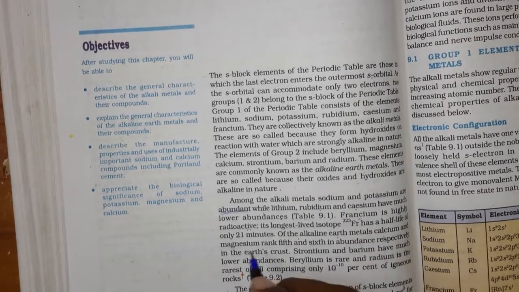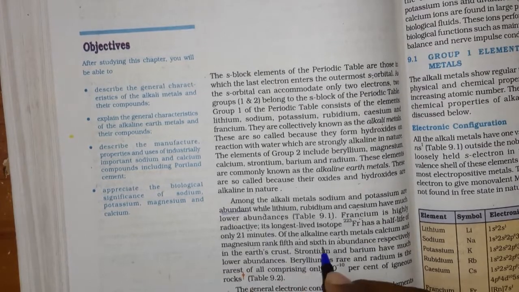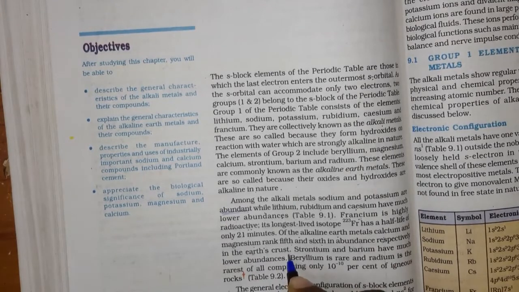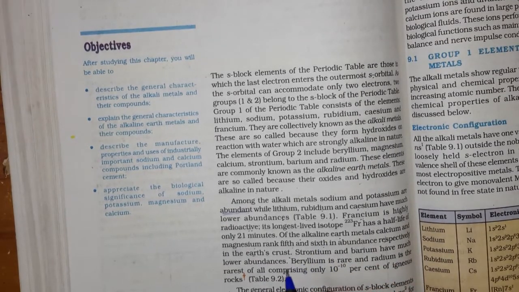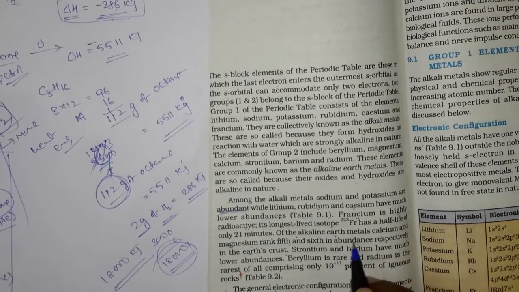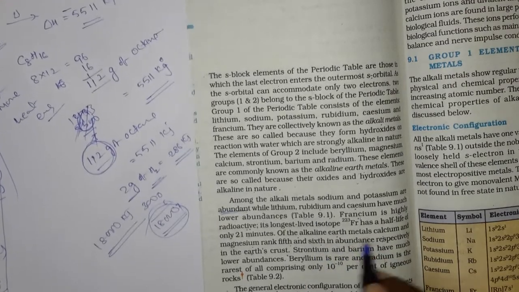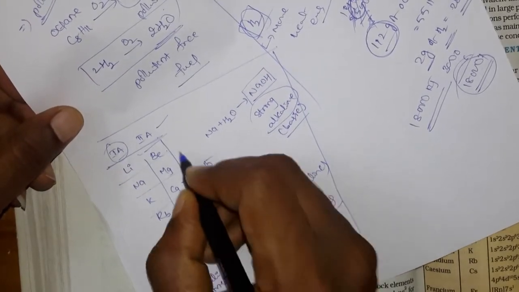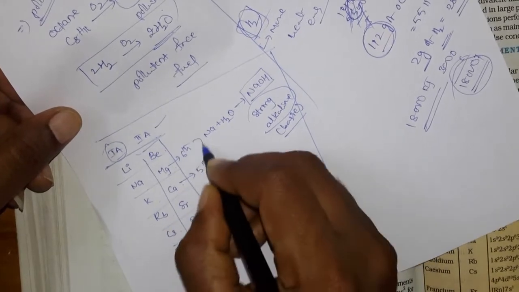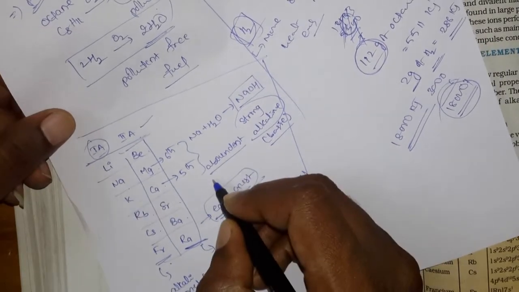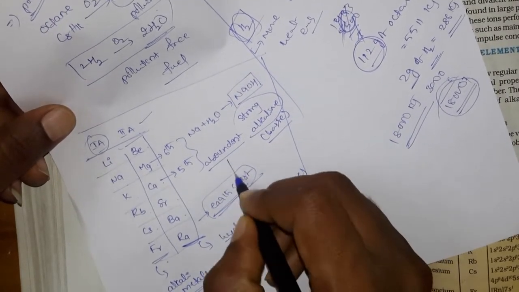Calcium and magnesium are the fifth and sixth most abundant elements in the earth crust. As I already told you, the second A group of elements are available in the earth crust. So calcium occupies the 5th rank and magnesium the 6th rank among the abundant elements present in the earth crust.